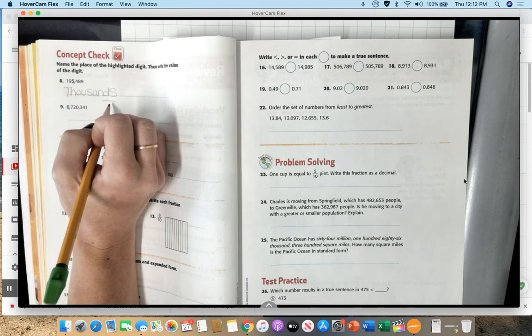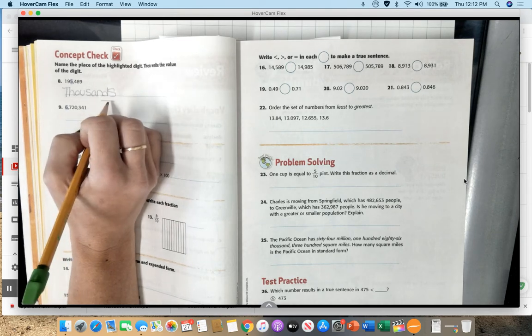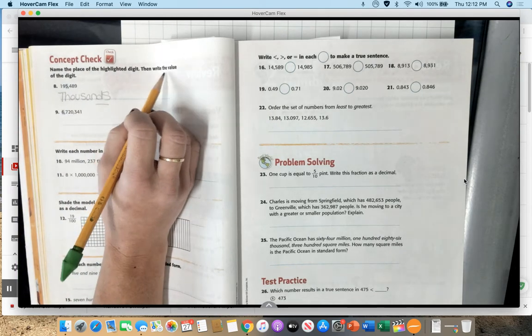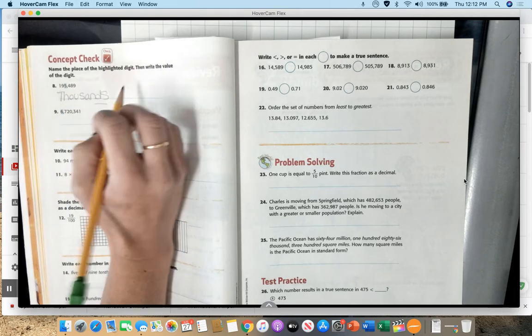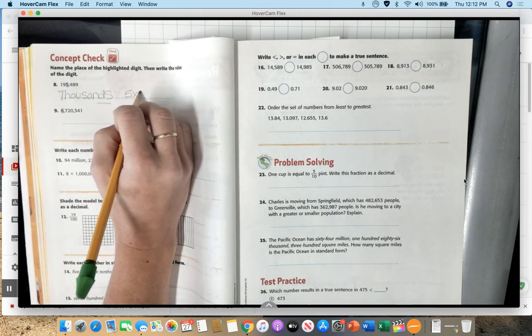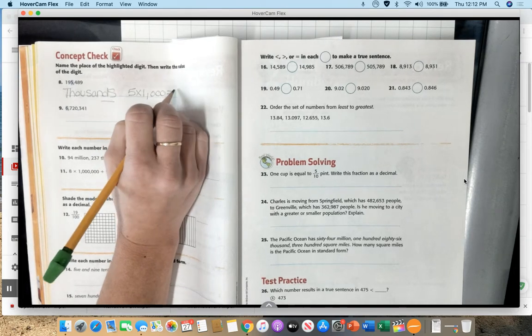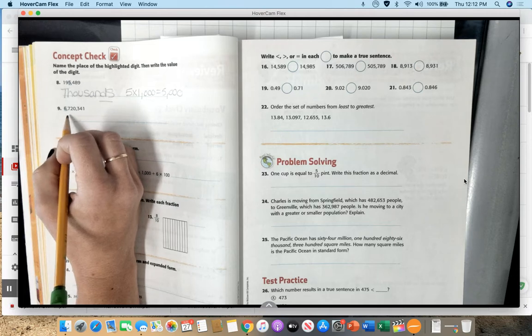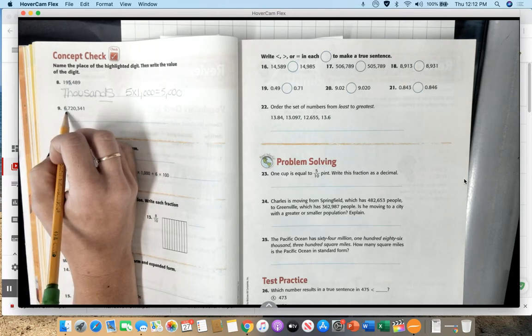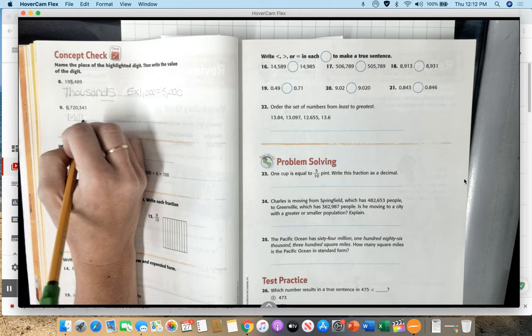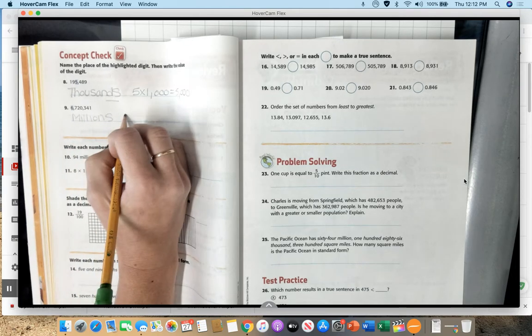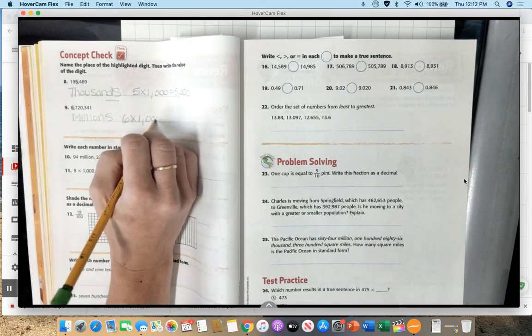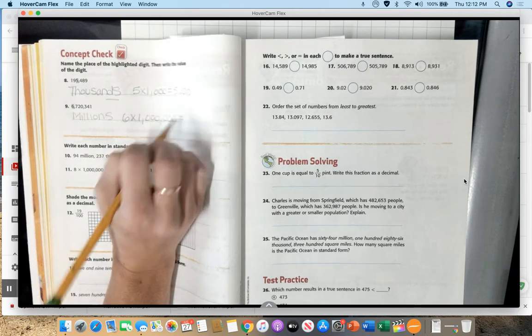Place value chart, again, has the thousands place. Okay, write the value of the digit. How much is it worth? Well, it's a 5 and it's sitting in the thousands place, so it's worth 5,000. That's the value. Next, name the place of the highlighted digit. This highlighted digit is a 6, and it's sitting in the millions place, so we're going to write millions. It's a 6 sitting in the millions place, so we know that the value is 6 million.